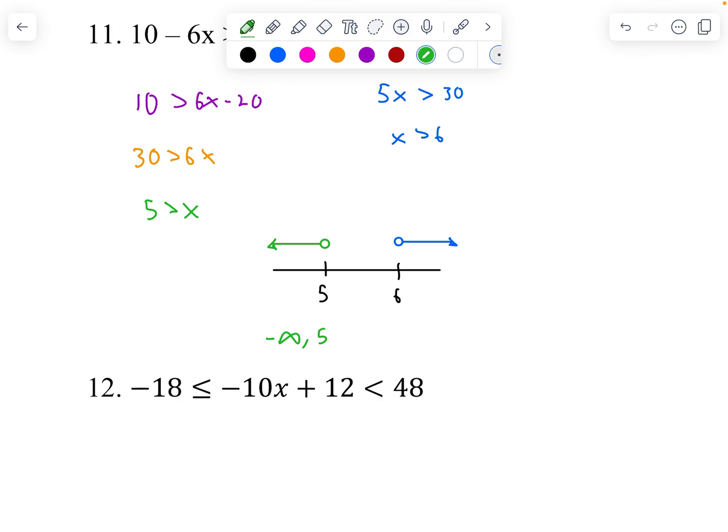Sorry, I may have said less than negative 5. Less than 5 is negative infinity to 5. And then greater than 6 is 6 to infinity. And then this is where you put a union symbol in between.